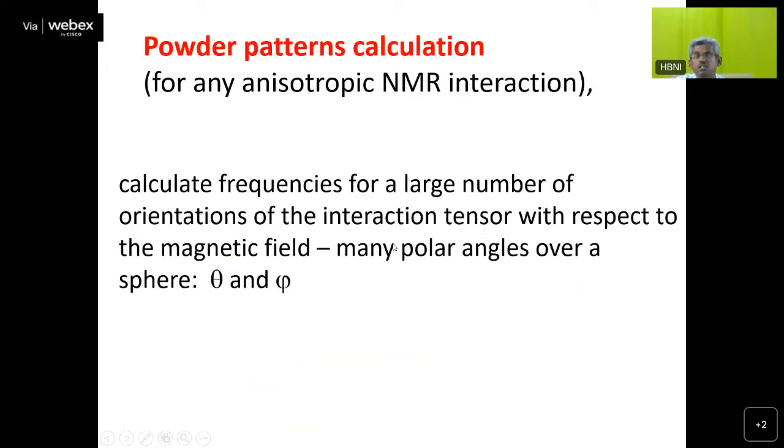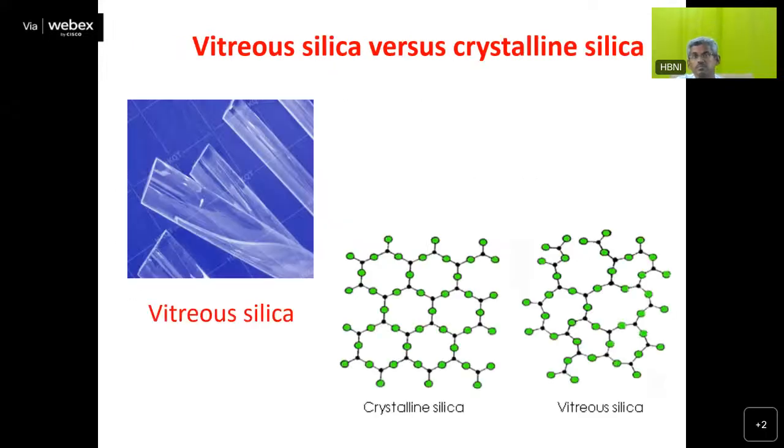So that is why we calculate a large number of orientations of the interaction tensor with respect to the magnetic field, so you can generate a symmetric pattern. These are just some introduction regarding the dipole-dipole interaction and the chemical shift anisotropy. I thought I will give it because most of the time we are discussing that aspect only.